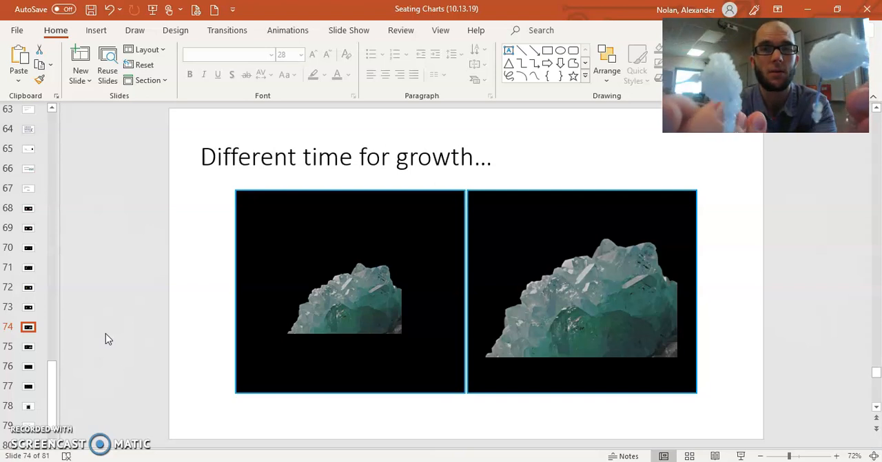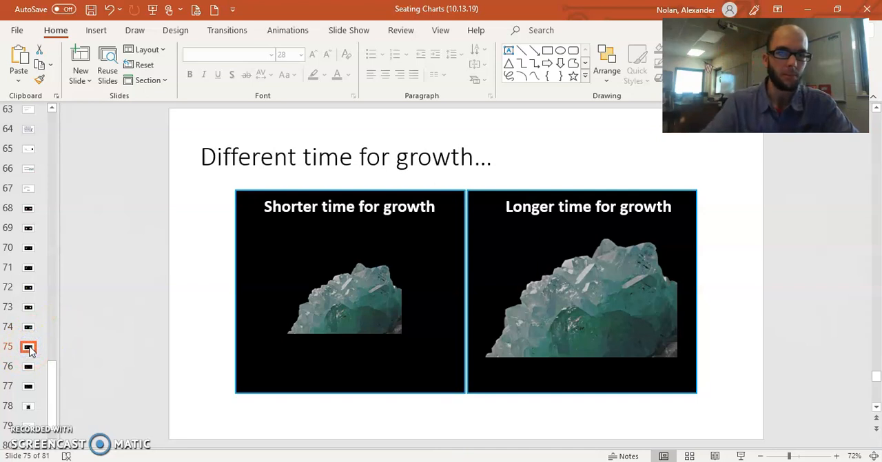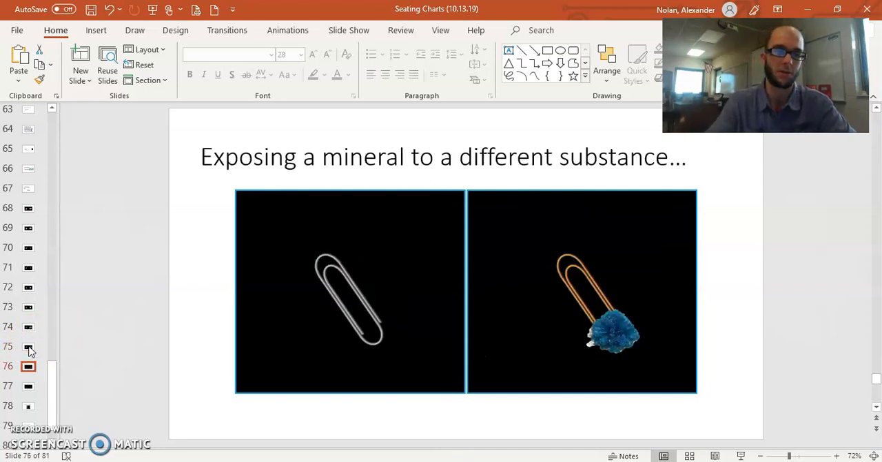And so, like I said, it might seem like a no-duh sort of statement, but this crystal, which is quite a bit larger, grew longer. It had more time to grow. So if you give it more time to grow, you're also going to get a bigger crystal. No duh. So shorter time for growth, smaller crystals. Longer time for growth, bigger crystals.